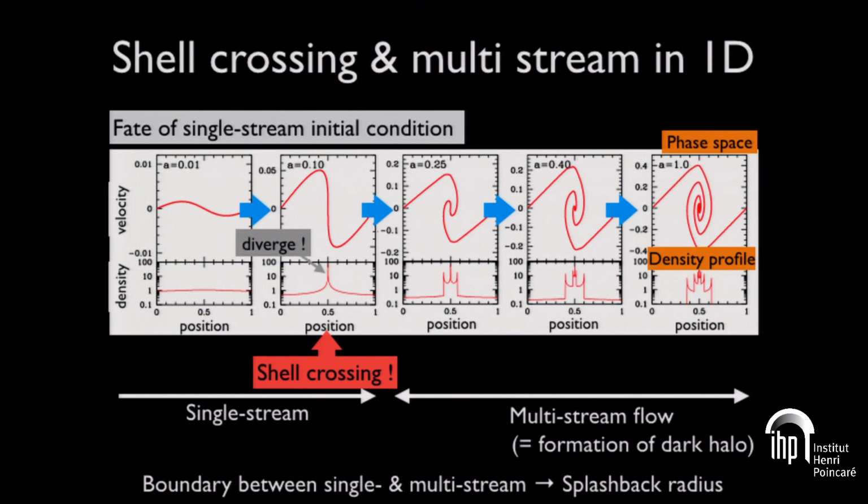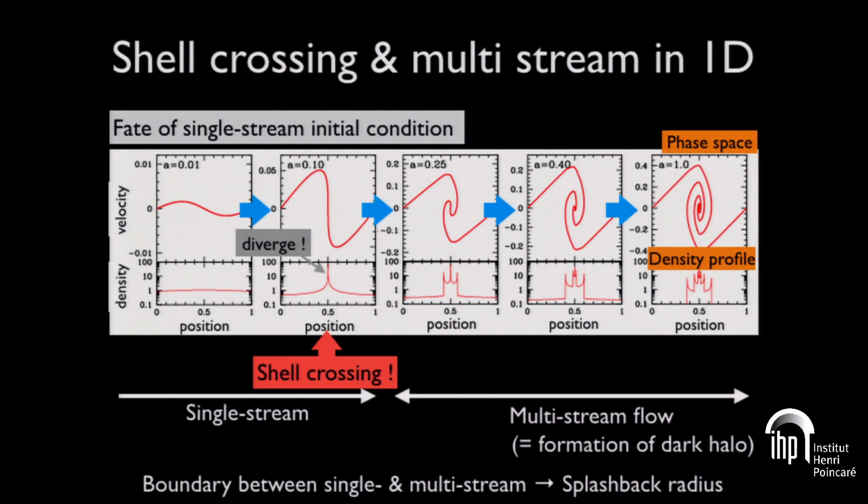This is the evolution of the density profile, and if you look at the phase space structure, you see something interesting. The velocity is almost horizontal, meaning that the velocity at a given position is multi-valued. This is so-called shell crossing, but shell crossing is not the end of structure formation, or rather, it is the beginning of halo formation.